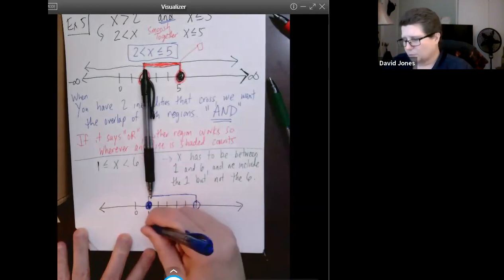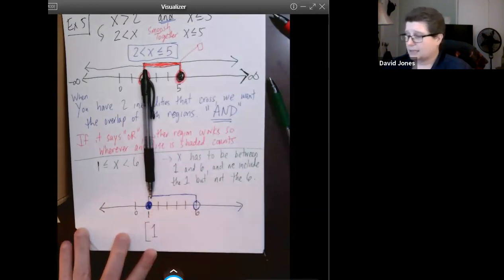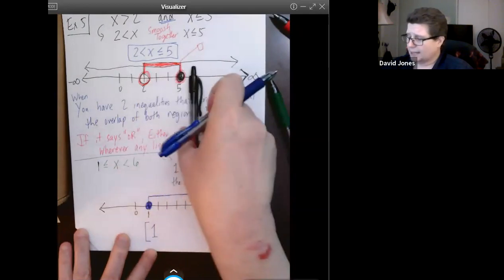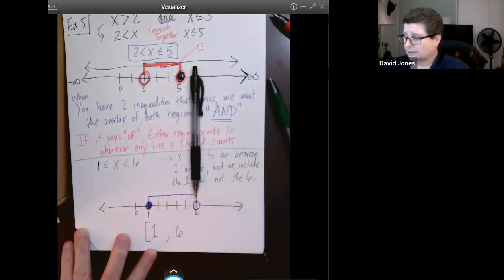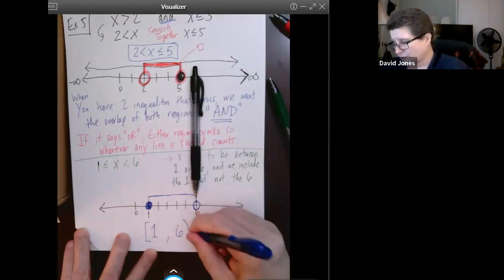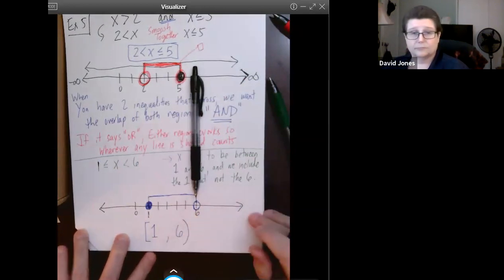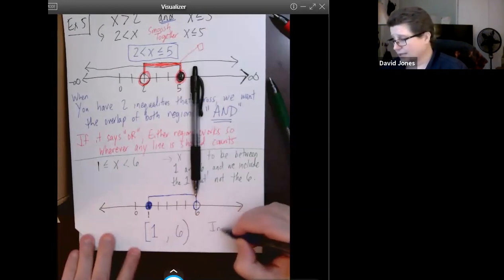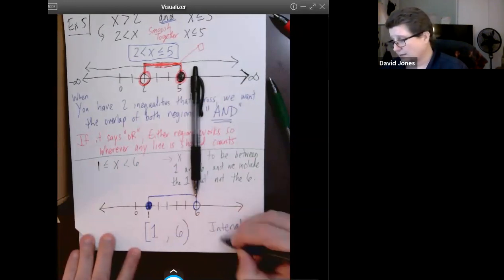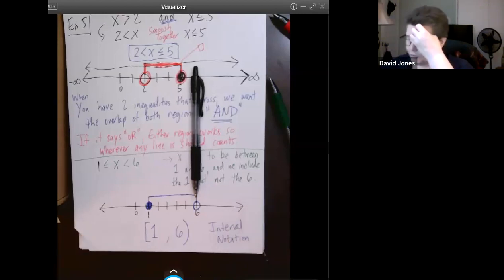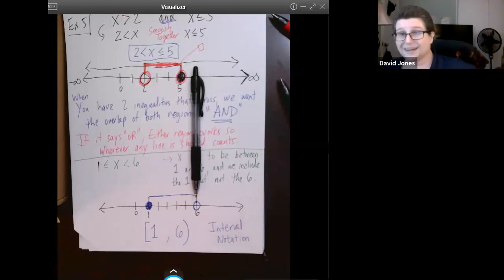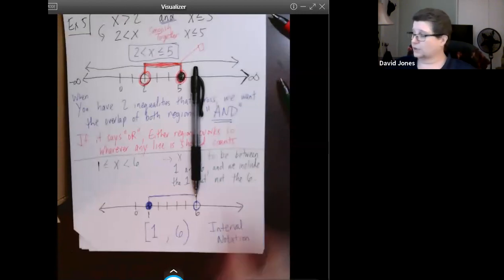and it's got a solid point. We're including it. I'm going to use the bracket. The interval keeps going, and it stops at 6. So I'll say comma 6, and 6 is not included, so I'm going to use parentheses. That's my interval notation. The reason why they call it interval notation is the solution is on the interval from 1 to 6. Interval is a region. Okay?